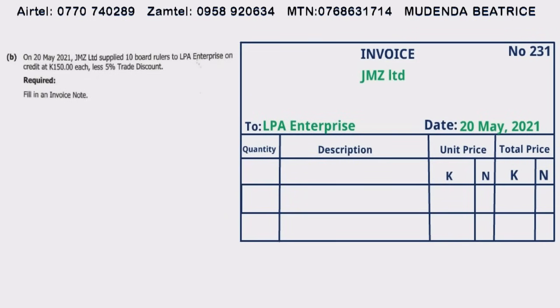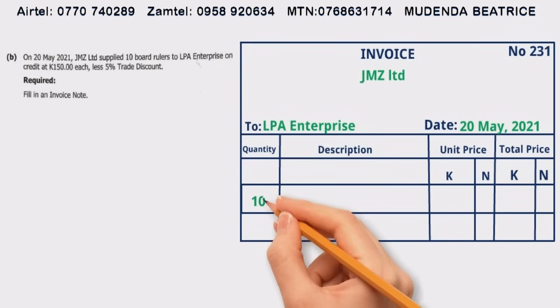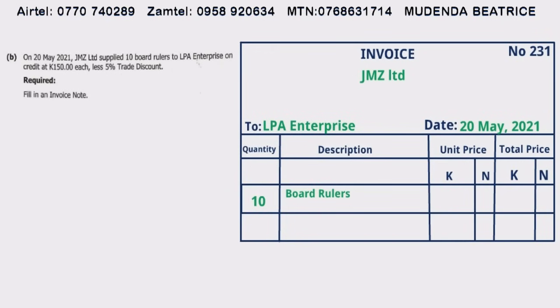Once we have entered the preliminaries, those early stage details like the name of the company the invoice is coming from, where the invoice is going to, and the date when the invoice is being prepared, we can come down here and enter the actual transaction that happened. We are told that JMZ Limited supplied 10 board rulers. So we're going to write 10, that is 10 board rulers.